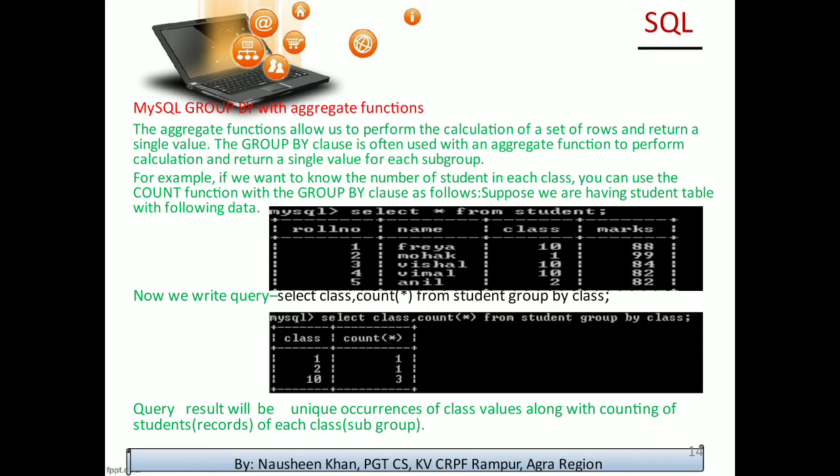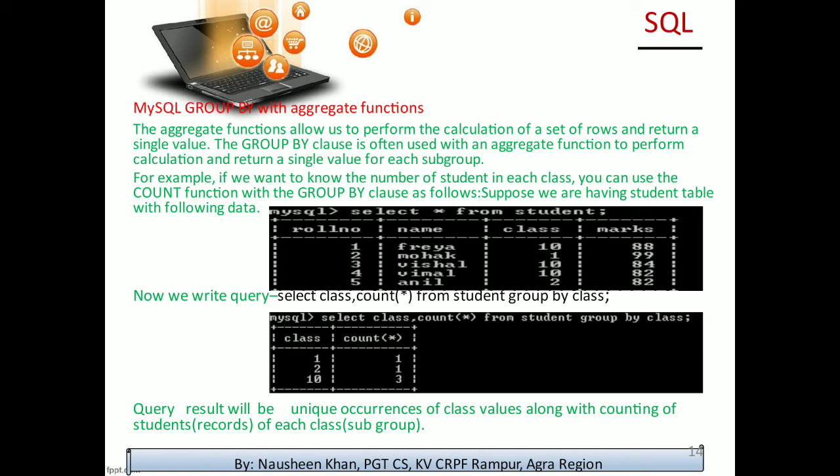Suppose we are taking the same student table with 4 columns: roll number, name, class and marks. Now I want to count the occurrences of those classes, that is, how many times a particular class is repeated. So I will write the query: SELECT class, COUNT(*) FROM student GROUP BY class. The output will be first the class column and then COUNT(*). It will count the number of classes. Why? Because at last we have written GROUP BY class.